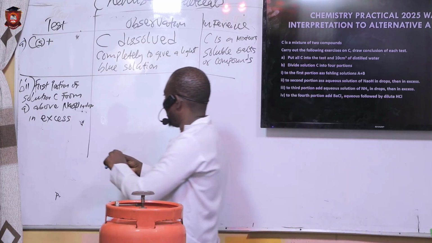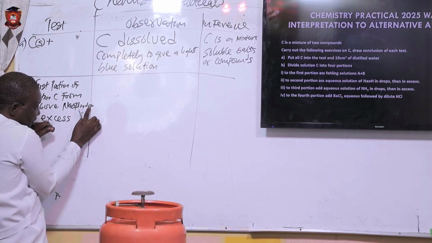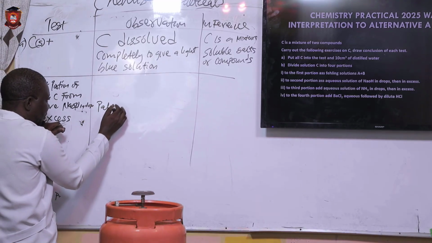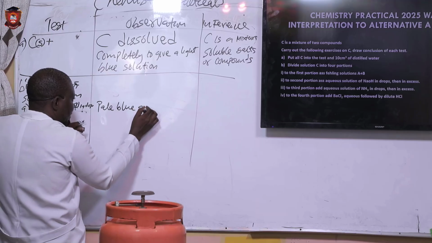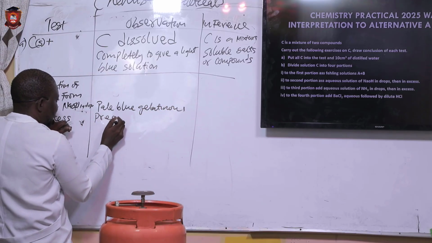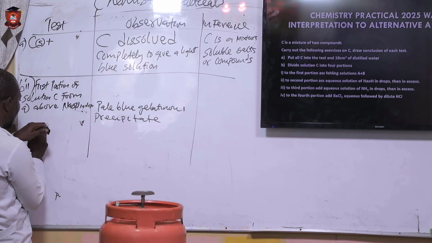So what I'm seeing here in drop, please go to the line where you have drop. Please leave this space here. Just match the drop. And you write what? Pale, pale what? Blue gelatinous precipitate. Shift this excess, go down here.